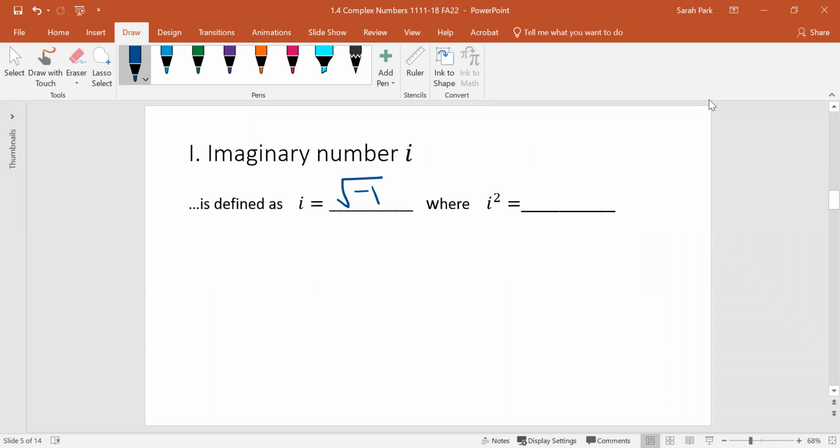And let's say, well, what if we square that? What does that give us? Well, if you square i, it's like taking the square root of -1 squared, and that's equal to -1 because the square root is canceled by the exponent 2. So when you have i squared, it's equal to -1. This is important because you're going to use this equivalence again and again in simplifying square roots of complex numbers.